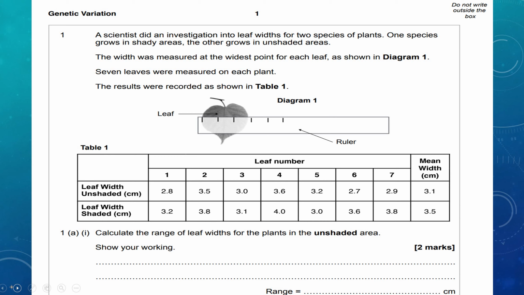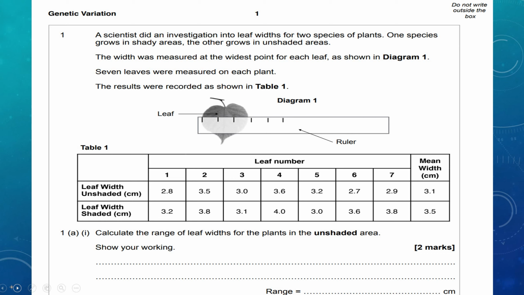So our next question, we've got some data analysis here. A bit of a longer question, a bit more to read. A scientist was doing an investigation into leaf widths for 2 species of plants. One grows in shady areas, the others in unshaded. The width of the leaf was measured, as shown in diagram 1, and 7 leaves in total were measured on each plant. The results are recorded in the table.